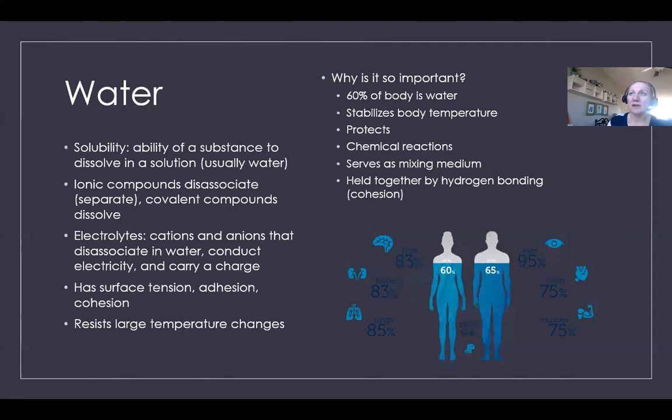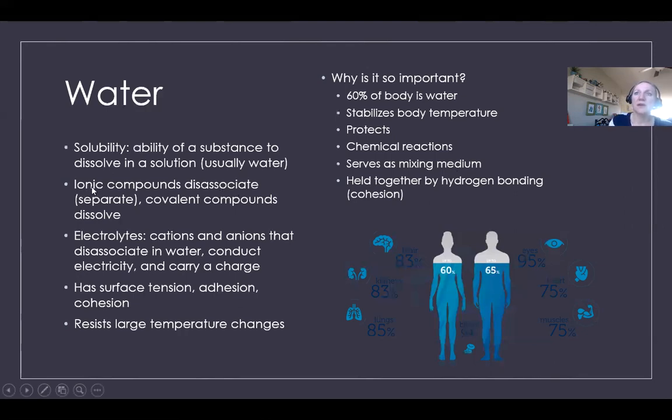All right, we're getting close to wrapping this up. So water is super important because it has the ability to dissolve solutions or substances. 60% of our body is water. It can stabilize body temperature. It helps to protect. It serves as a place for chemical reactions to take place, and it also participates in those. It serves as a mixing medium, and it's held together by hydrogen bonding. This is what creates cohesion, or that water sticking together.